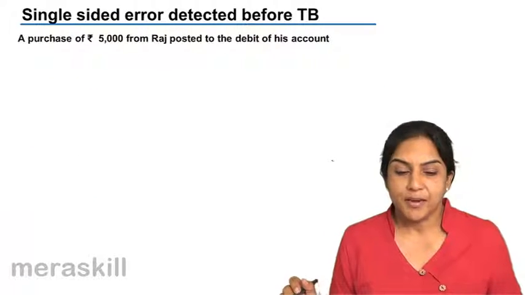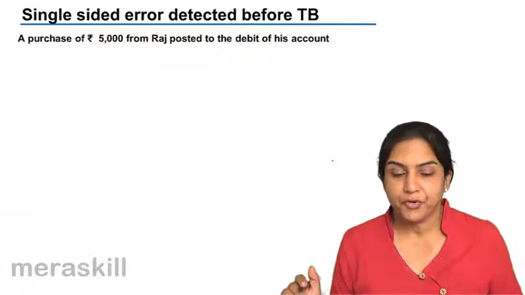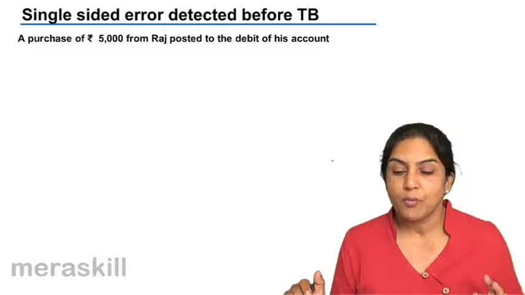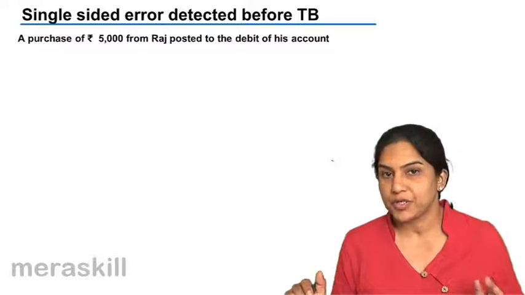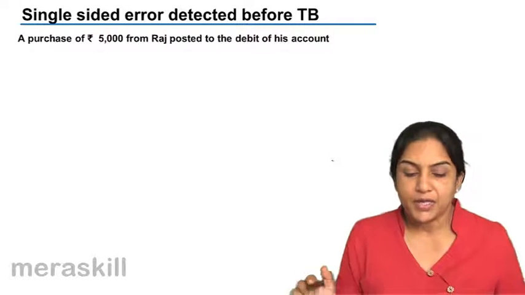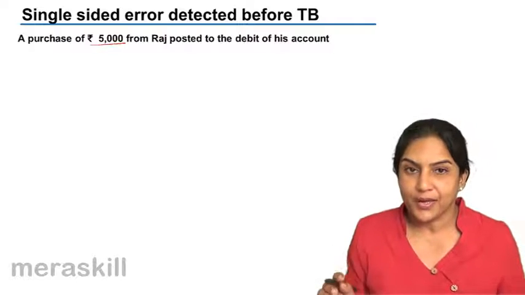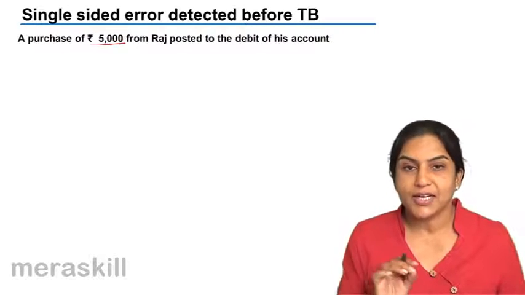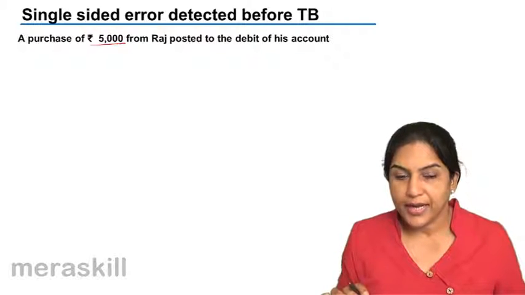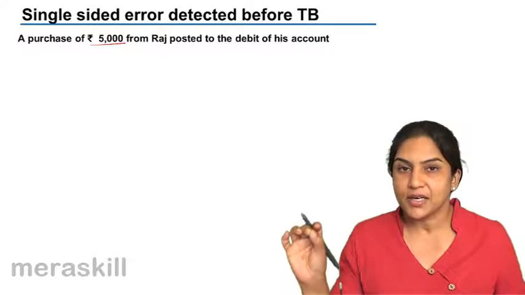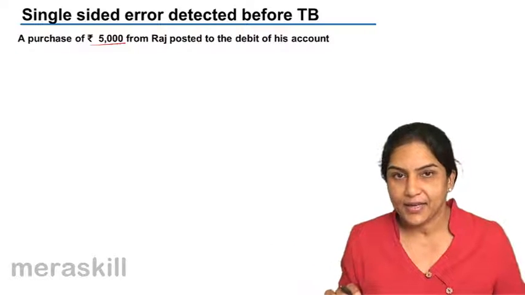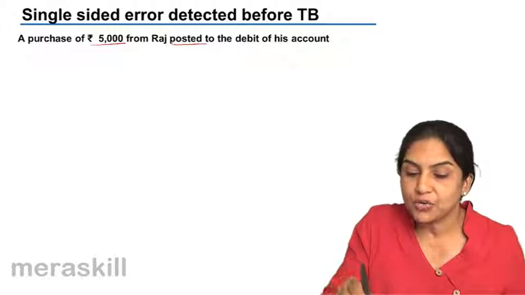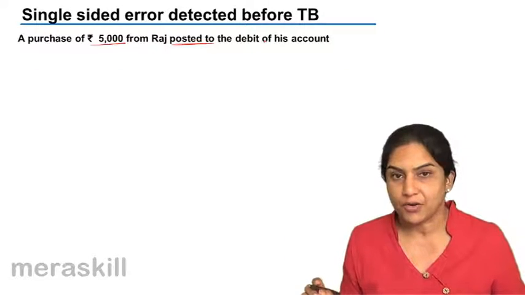Now another example of a single-sided error before trial balance. Purchase of 5,000 from Raj posted to the debit of his account. Remember, the purchase is recorded where? In the purchase daybook. Purchase daybook total is taken to the purchase account. Individual supplier's account would be credited. Now instead of crediting, we have posted it to the debit of his account.